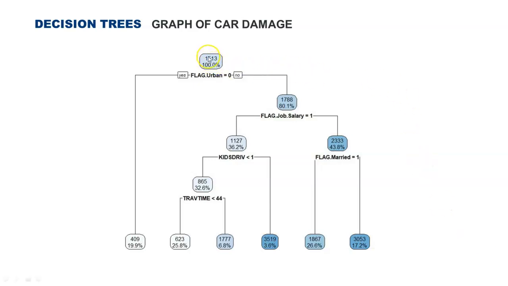For example, this is a decision tree that will predict car damage. If I don't know anything about you, your average car damage will be $1,500. But if you live in the country, your damage will be much lower. If you live in the city, it will be higher. If you have a salaried job, you will have a lower damage. If you have a blue-collar job, it's a higher damage. So it's just if-then-else questions.